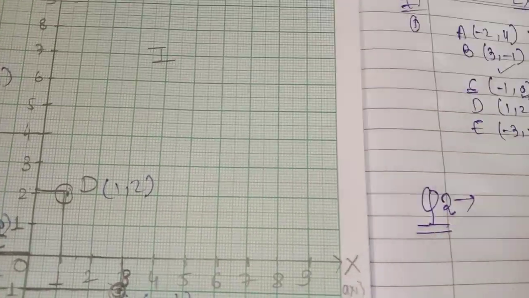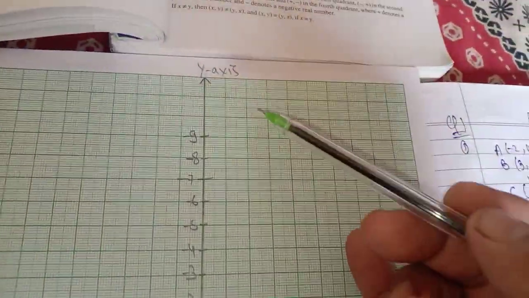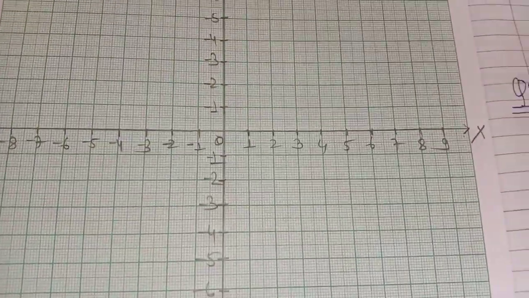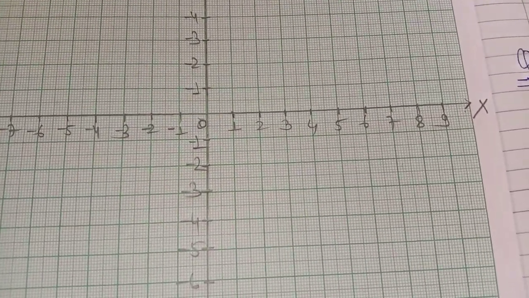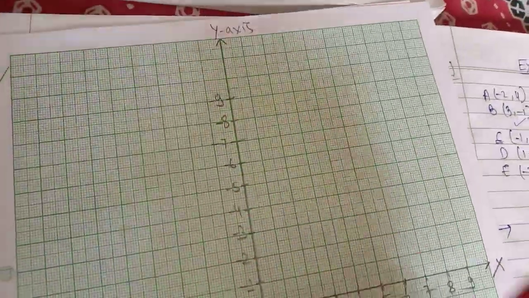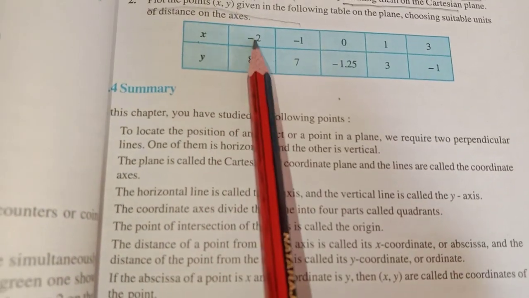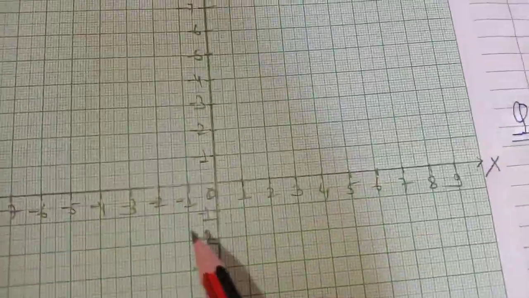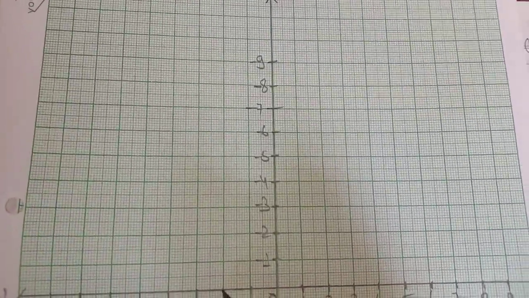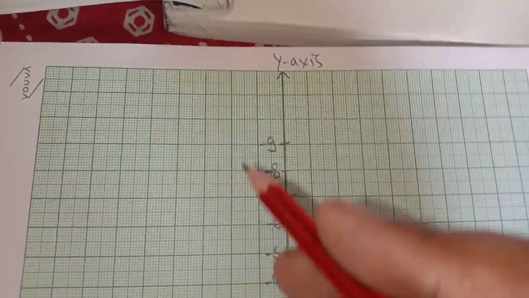Now question number 2. Once again, for question number 2, I have taken a new graph paper. I have drawn the x-axis and y-axis and their intersection point. Now in this question we have to plot the given points. Question number 2, plot the points. x is given -2 and y is 8. So where will x be -2? This one. And then y is 8, so let's move up to here.